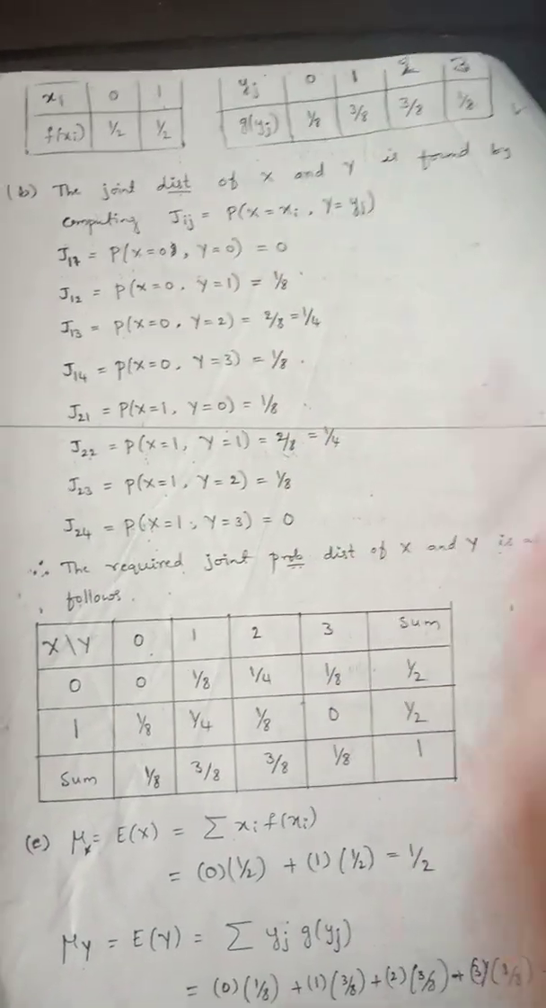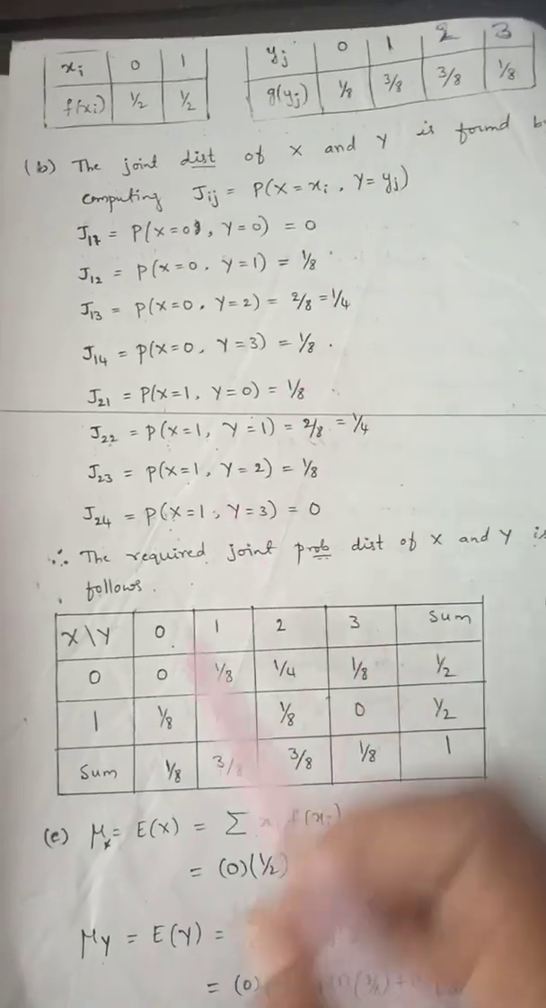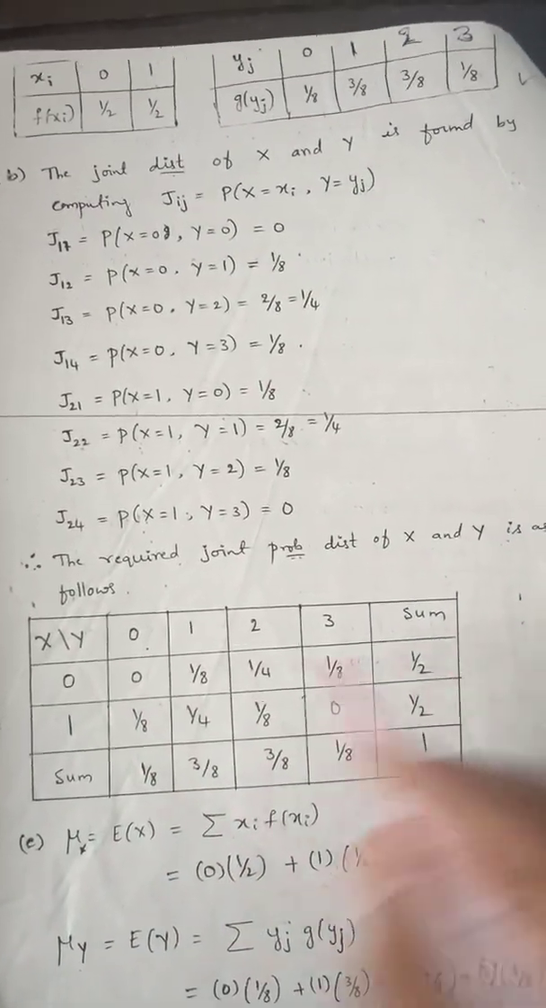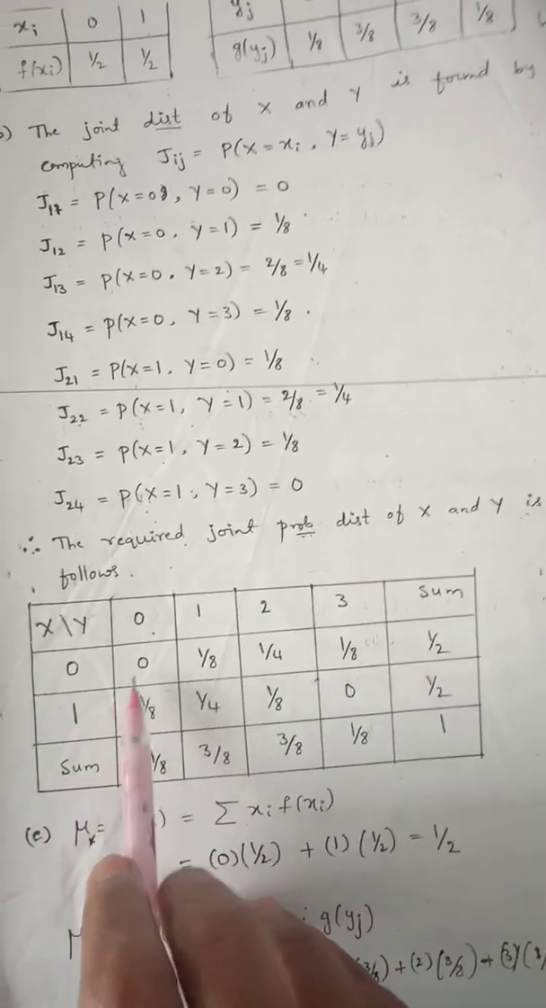Now, write all these values in a table format, that is x and y. So x takes the values 0 and 1, and y takes the values 0, 1, 2, 3. And the corresponding probabilities we find here. So you have to verify that you got the correct values, J11 or J21 like that.